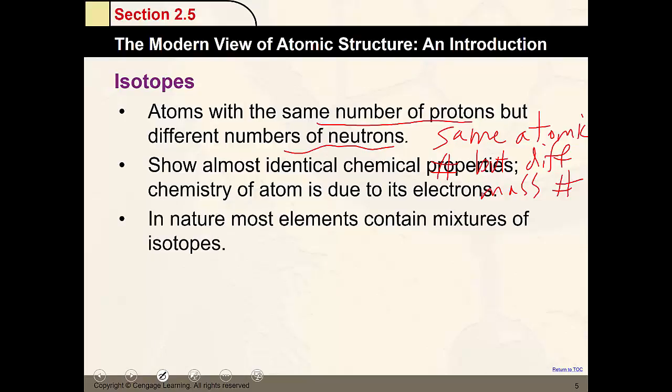essentially the same. And then finally, most elements contain mixtures of these isotopes. There are a couple elements in which there's only one isotope, so that number at the bottom of each box on your periodic table is a whole number. But if you look at the majority of those numbers are decimals. That's because that average atomic mass is an average of all those different isotopes of a particular element.